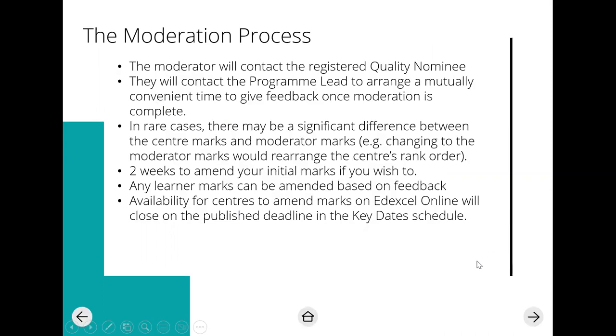The process itself: the moderator will contact your quality nominee. They'll ask for a program lead to be able to give feedback once they've done moderation. Where this is different from the legacies, and a little different from moderation in other Pearson qualifications, is we give you feedback, okay? We will give you feedback on your marks and your rank order. We then give you 2 weeks to amend those marks. It doesn't mean you go and allow learners to make changes. No, you amend your marks at that point if we ask you to.